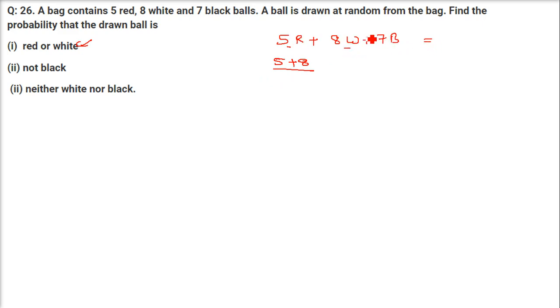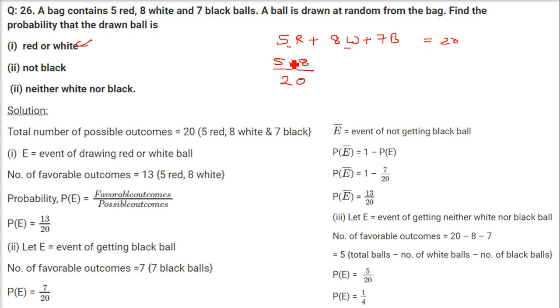And what are the total cases? If you just add them, 8 plus 7 is 15, 15 plus 5 is 20. So 5 plus 8 by 20, that is 13 by 20, will be the probability of red or white. Now, not black. As I just suggested, in order to find not black, let us find out the black. How many blacks are there? 7. How many possible outcomes are there? It's 20.